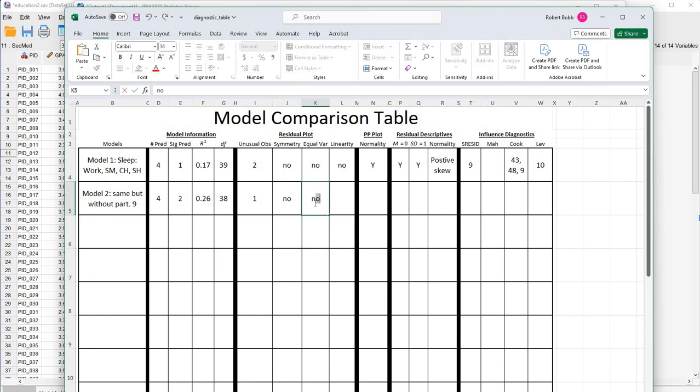And honestly, I wouldn't expect it to improve too much because all we did was remove an observation. We didn't really do any kind of transforms or anything. So I would still expect most of these indicators to still be no. Oh, I'm sorry. We didn't look at linearity, so let me delete that really quick.